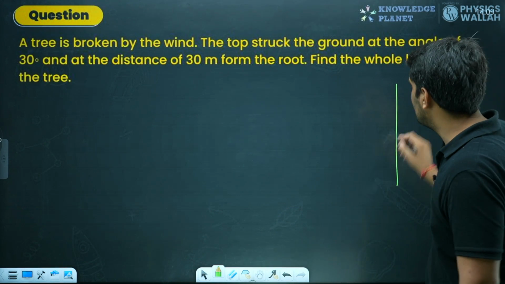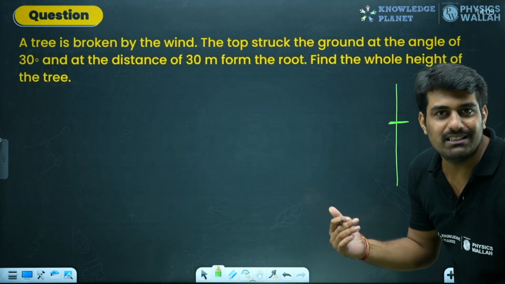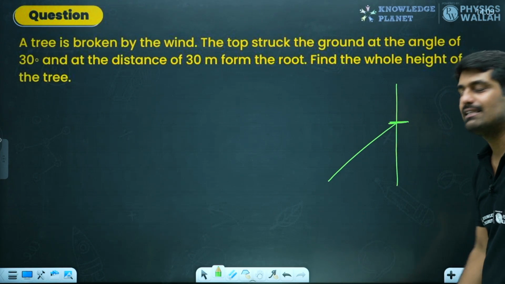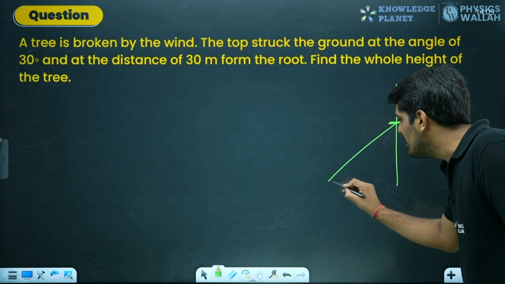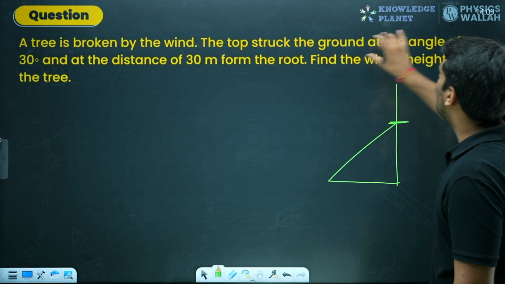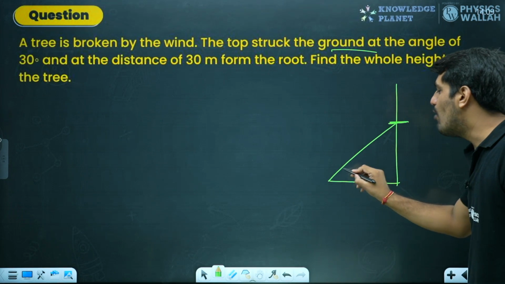It is broken by the wind. So somewhere at this point it will be broken, or whatever be the point from the top towards the bottom side. Wherever it is broken, it will fall something like this. When it is falling like this, I can complete this right angle triangle. Now over here, what happens when it falls onto the ground? It makes an angle of 30 degrees with the ground.